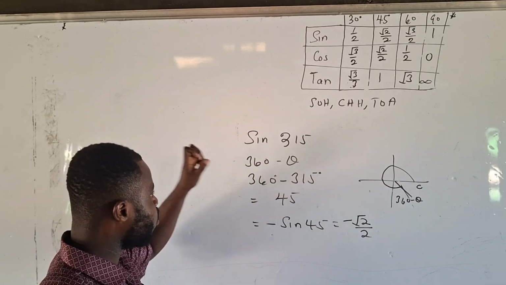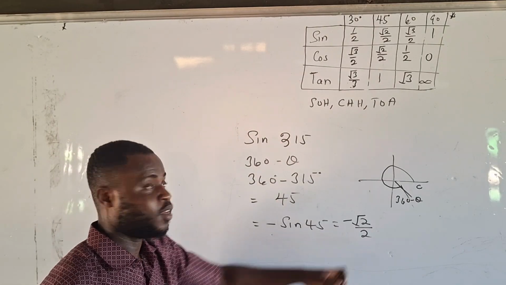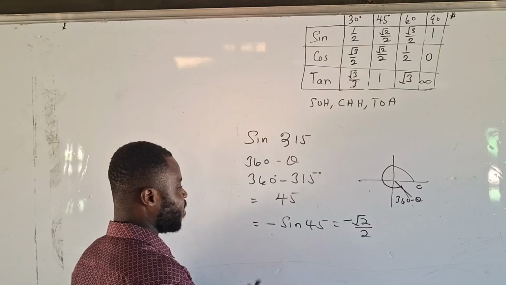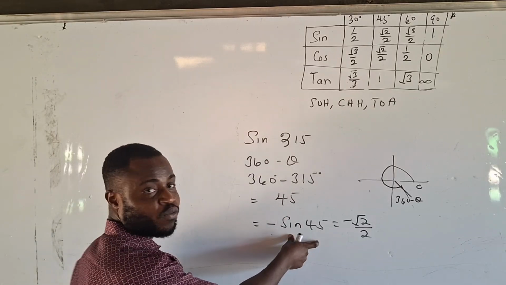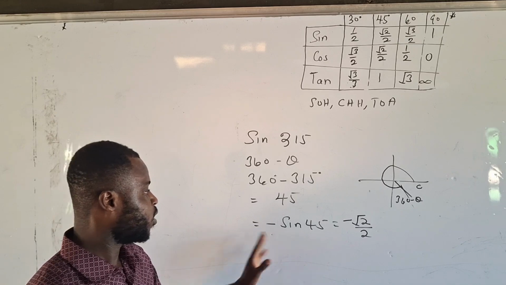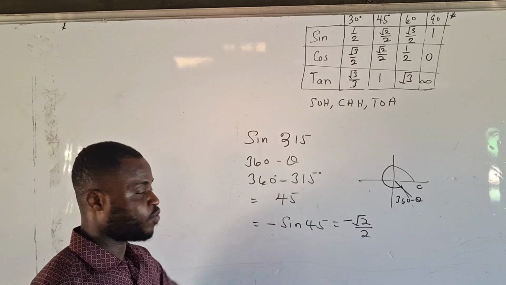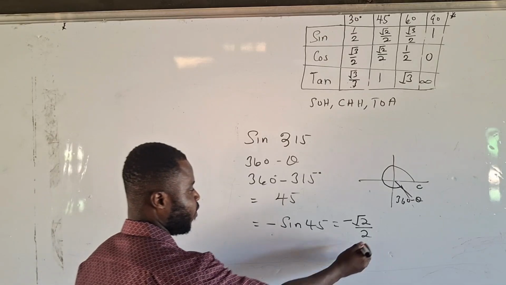This is the reason when you punch sine 315, it gives you the straight answer. So sine 315 is the same as negative sine 45. This is the reason why. So we can leave our answer in surd form. So this is our final answer.